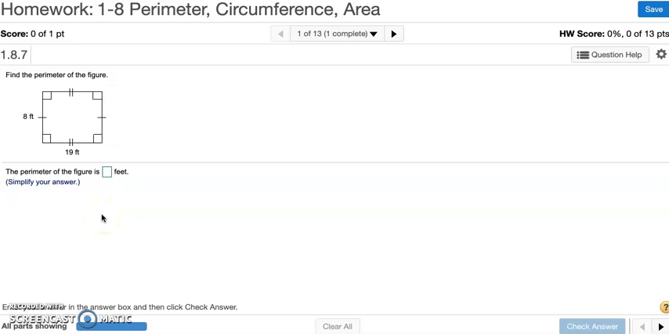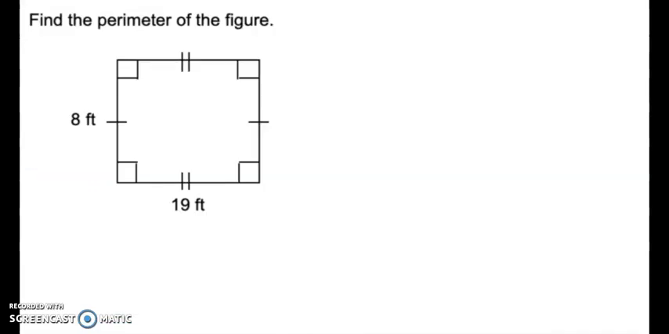1/8. Number 1 is asking you to find the perimeter. So let's do that. Now the perimeter is the distance around the outside. So what we need to do is find the other pieces. Opposite sides are equal because that's what these dashes mean. It means those sides are equal.